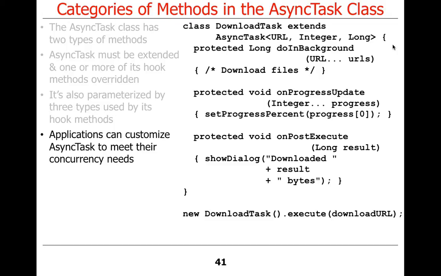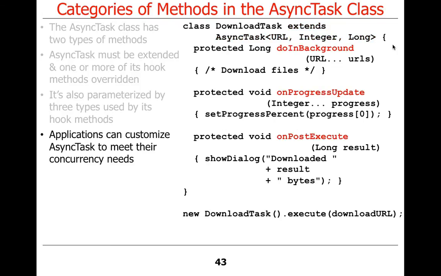So here's a very simple example. We're going to define ourselves a download task, which is not unlike what we're going to look at here in a second from the threaded downloads application. The execute method, you can see it down here. We're going to say execute, and we're going to give it a URL to execute. We extend download task. We say AsyncTask is extended with a URL, an integer, and a long.